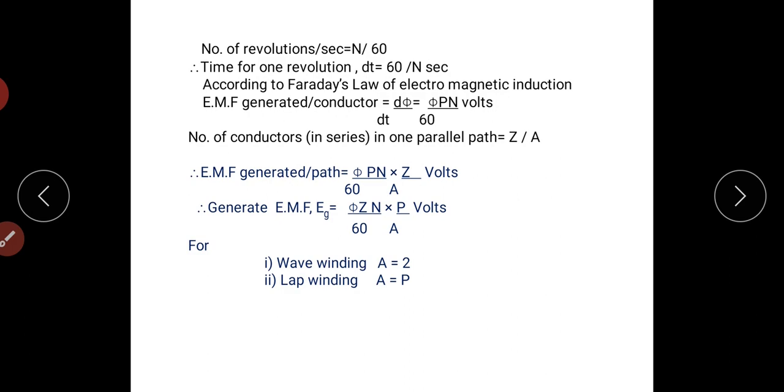We know that the armature winding has two types of winding, wave winding and lap winding. If it is wave winding, the number of parallel paths, A, equals 2. If it is lap winding, the number of parallel paths, A, equals P.